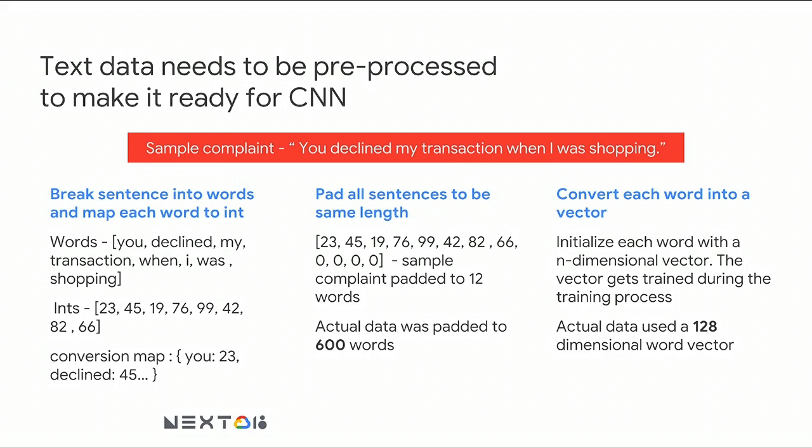So let's say in this hypothetical example, we want everything to be 12 words long. So this is 4 short, so we add 4 zeros at the end, which correspond to a pad token in the model. But just for reference, the actual data set was much longer, so the complaints were padded to 600 words. Okay, so awesome. And so after this point, we have our data set is all complaints of same length, all of them represented by integers.